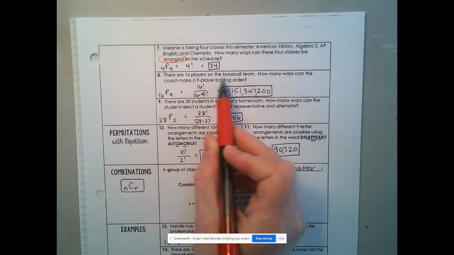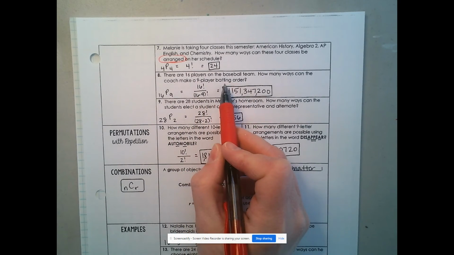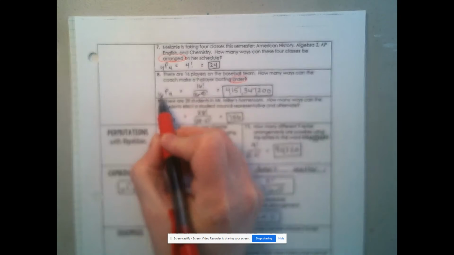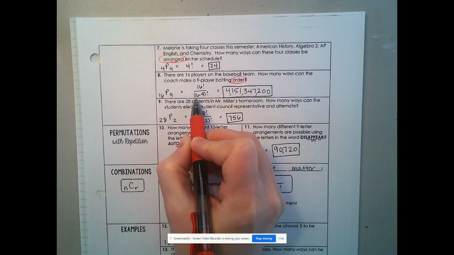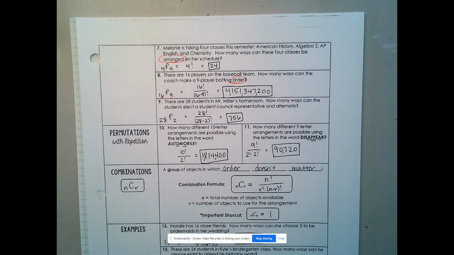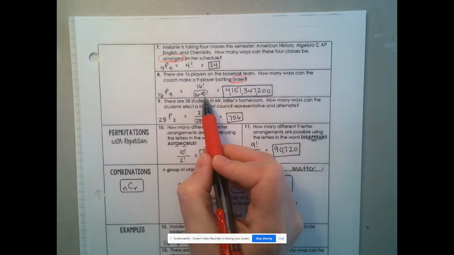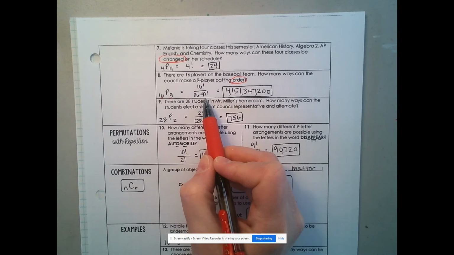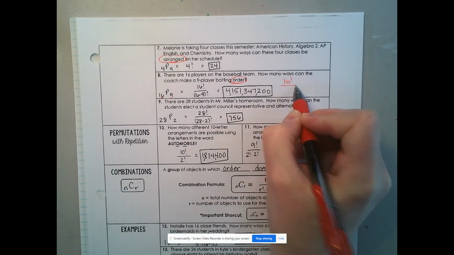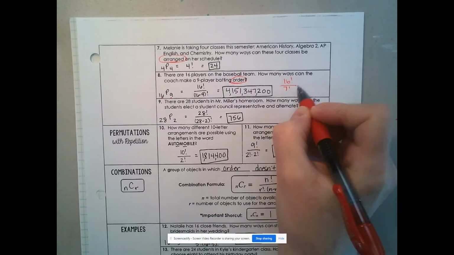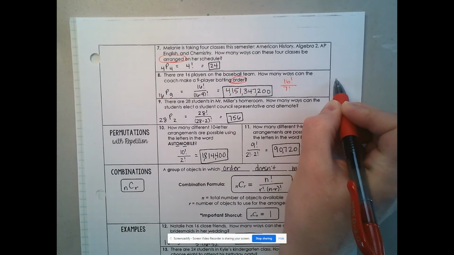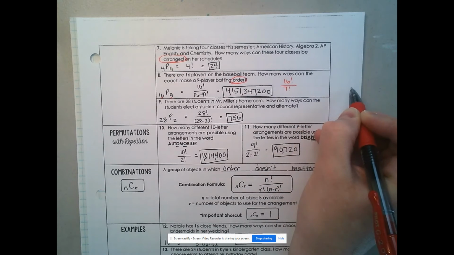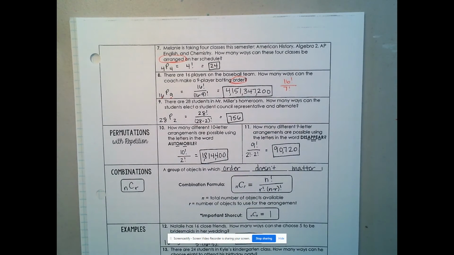There are 16 players on the baseball team. How many ways can the coach make a 9-player batting order? So order matters. 16 total to choose from. We're filling 9 positions. 16 factorial over (16 minus 9) factorial. So we would find the difference between 16 and 9, which is 7 factorial. The other way we can look at this is we can think about simplifying, right? 16 factorial over 7 factorial. We would have 16, 15, 14, 13, 12, 11, 10, 9, 8, all in the top. And then the 7 factorial from then on would simplify with the 7 factorial on the bottom.